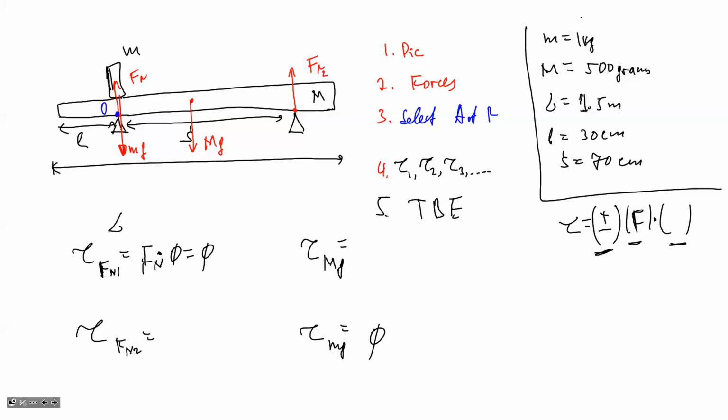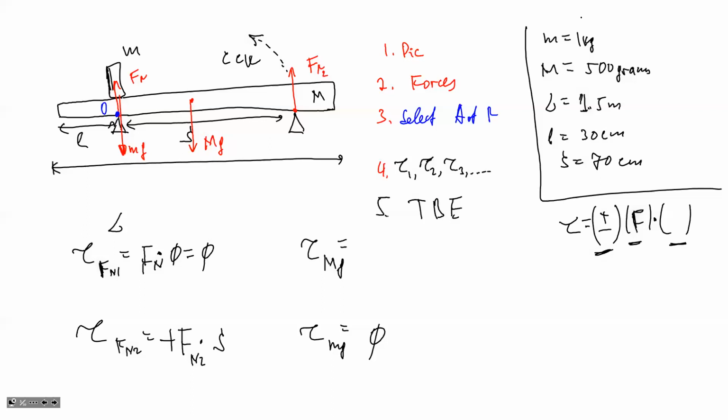So the torque of Fn2 would be positive, force N2 times S, 70 centimeters. I use the letter S for that. Times the force of N2. Force times what? What distance should we use? 70 centimeters. Yeah, correct. Okay, and one more torque now.